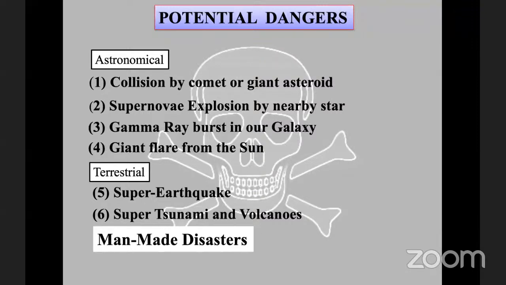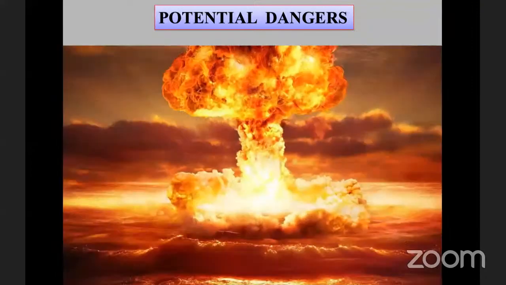At the same time, terrestrial calamities are possible, like a super earthquake, super tsunami, or volcanoes that might destroy the evolved life on the Earth. But although these are very small possibilities, the imminent disaster is man-made disaster. A nuclear, chemical, or biological war can destroy the atmosphere irreversibly, so that the atmosphere will become radioactive and poisonous, and all life could become extinct in a certain duration.